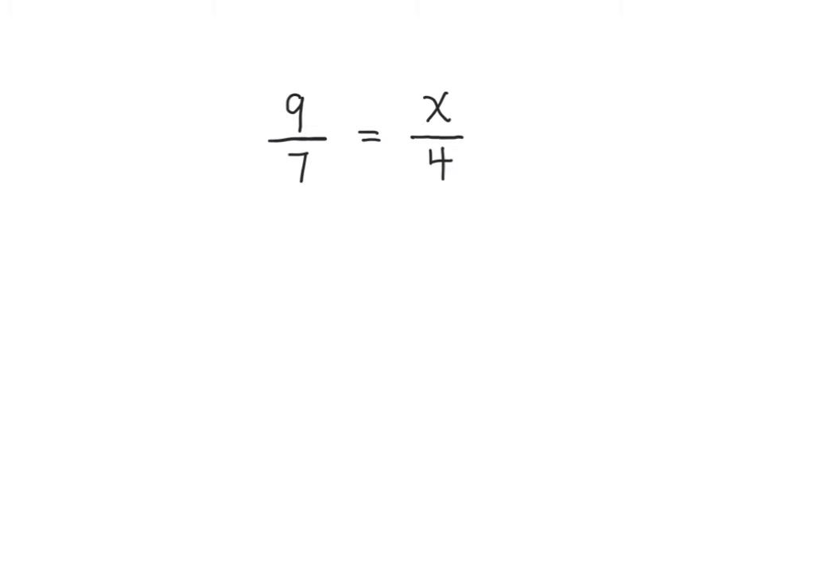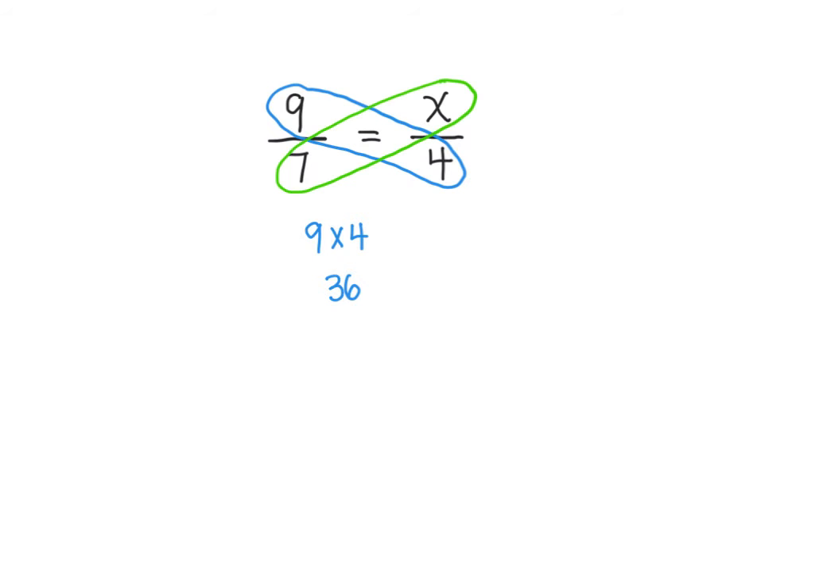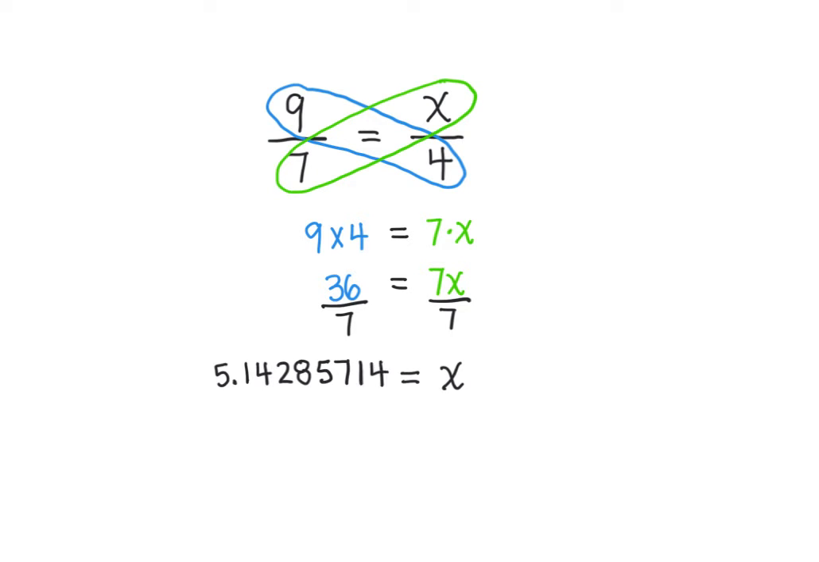So if we look diagonally at the two numbers we know, the 9 and the 4, 9 times 4 will give us 36. In the other diagonal, 7 times x will give us 7x. We can find the value of x easily at this point by dividing both sides by 7. This will leave us with x is equal to something like 5.14285714, but we can round this off to x is approximately equal to 5.14.